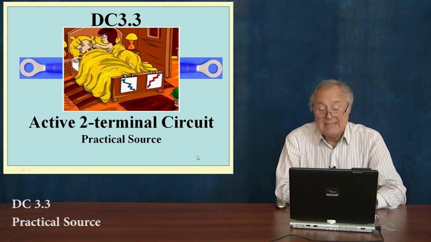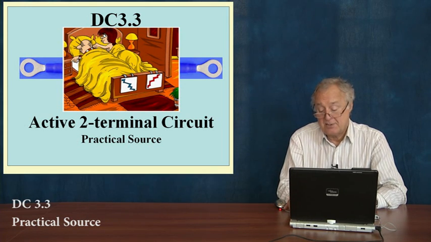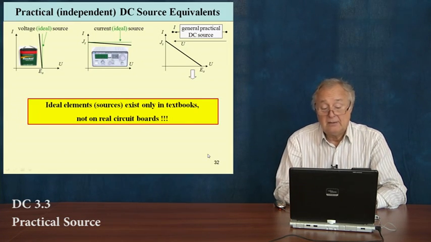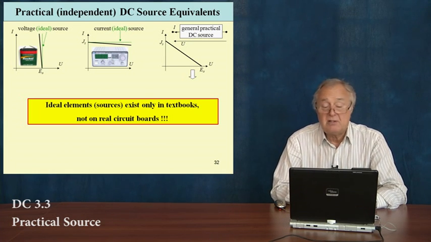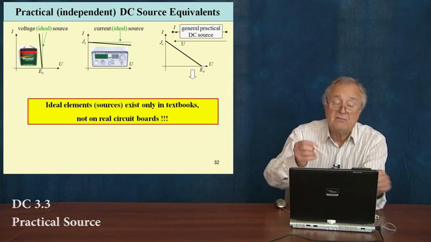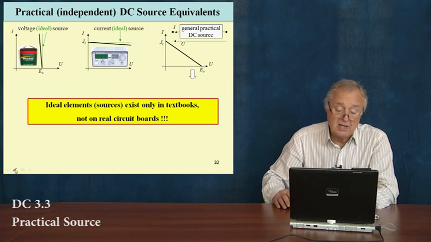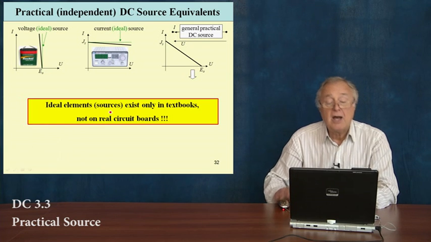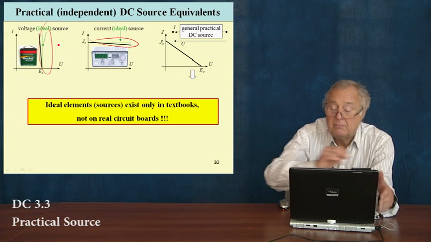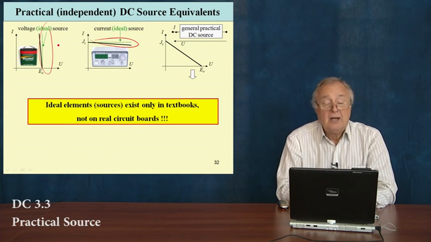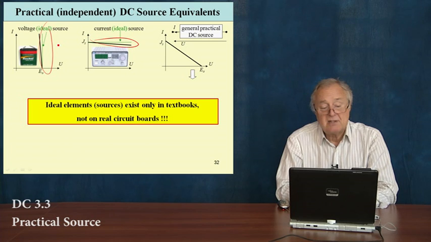Now let us discuss practical sources. Ideal sources exist only in textbooks, not on a real circuit board. So till now, we've been discussing only ideal sources, ideal voltage source and ideal current source, and these relationships you have here in green. In practice, we have some internal resistance for both voltage and current source.